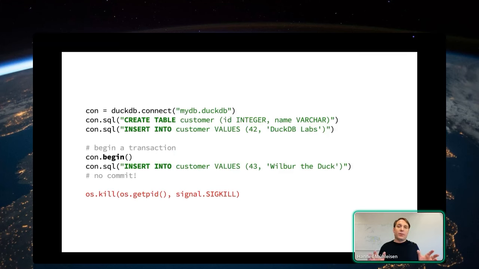Here's another example where this goes wrong. Here I have a short Python script. I'm creating a DuckDB instance, which again runs in your process, really cool, so you don't need a server or anything. But now I'm running 2 transactions.